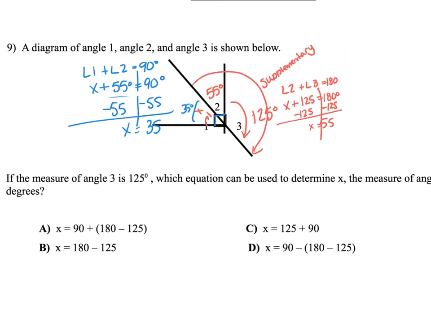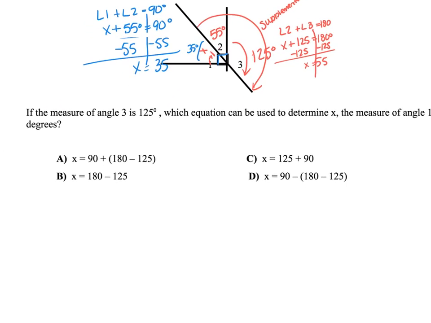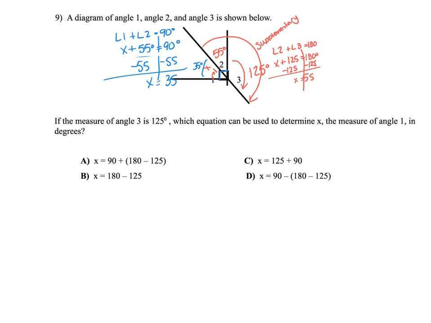Now, if we look at this bottom part right here, guys, it says find an equation that says what we just did. Is it going to go in the exact way? No. But let's look at A. Can A be our answer choice? It's saying 90 plus 180 minus 125. 180 minus 125 was 55, so x is going to equal 145 there. Is that what we decided? No, so that's not going to be it.